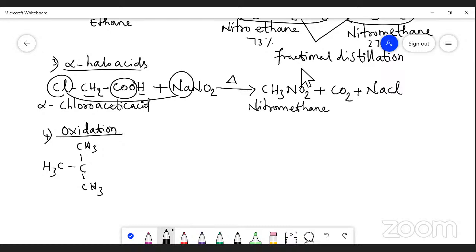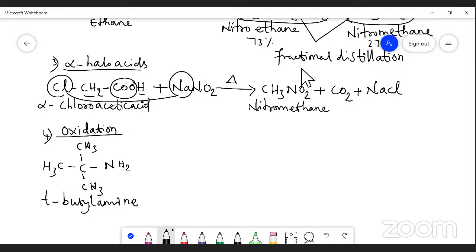CH3. So three alkyl groups added and one NH2. This is tertiary butyl amine. Tertiary butyl amine. So, oxidation of a tertiary butyl amine.